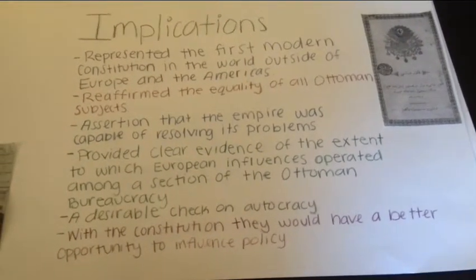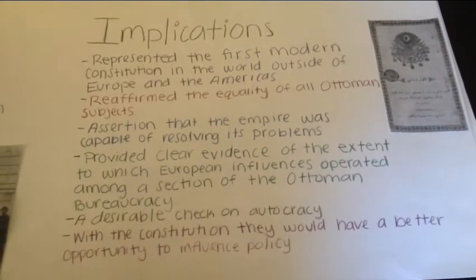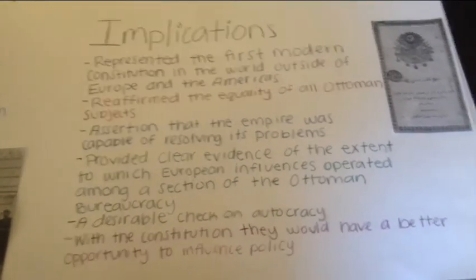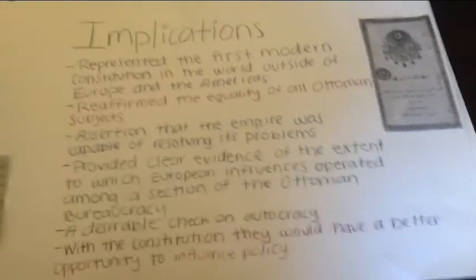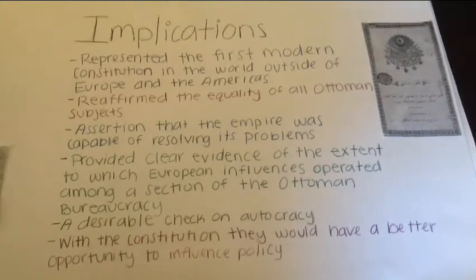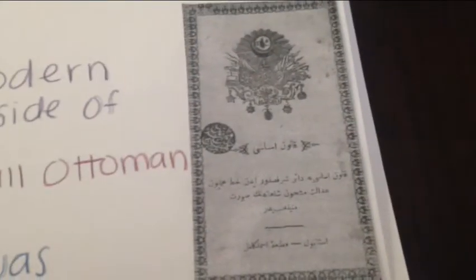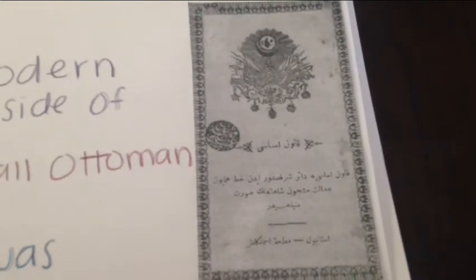It also gave a desirable check on autocracy, which is when one person has all the power. And with the Constitution, they would have a better opportunity to influence their policies. And this is a picture of the first page of the Constitution of 1878. Important figureheads were Murad Bey, Ahmed Riza, and Prince Sabaheddin.